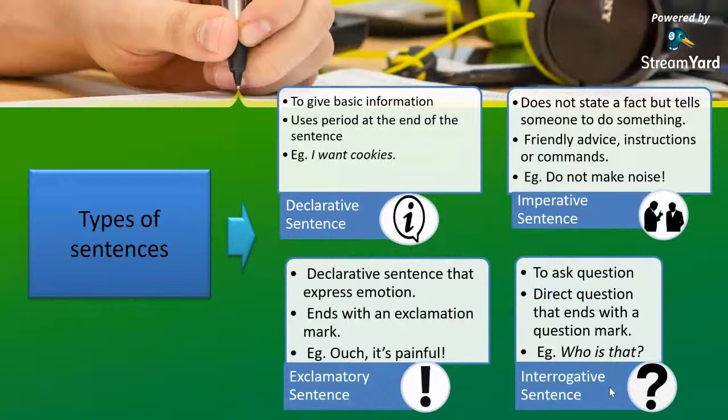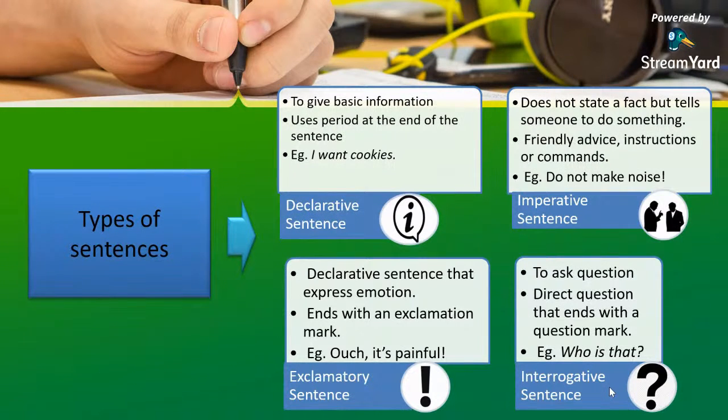Number three is the exclamatory sentence. As the name suggests, it must have an exclamation mark definitely. If you can see my explanation, it's also a declarative sentence that expresses emotion. It is giving information, but it has some feeling in it, some emotion, and therefore you must have an exclamation mark. For example, ouch, it's painful! Oh, I love that! It is so beautiful! All these are types of exclamatory sentences. Remember, the sentence must have some emotion in it.